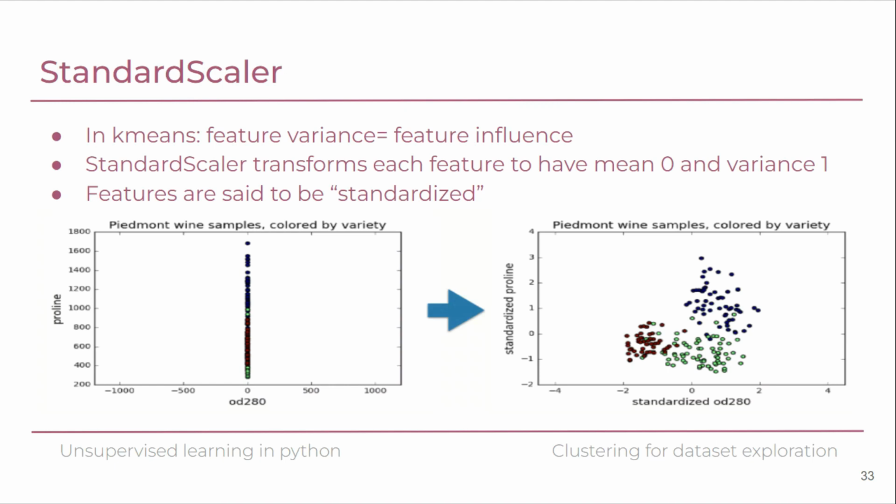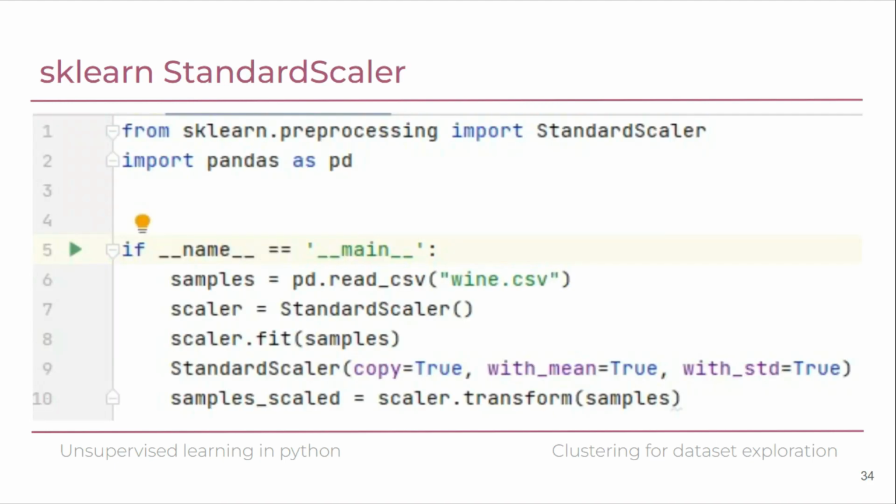It transforms every feature to have mean 0 and variance 1. The resulting standardized features can be very informative. Using standardized OD280 and proline, for example, the 3 wine varieties are much more distinct. Let's see the standard scaler in action.